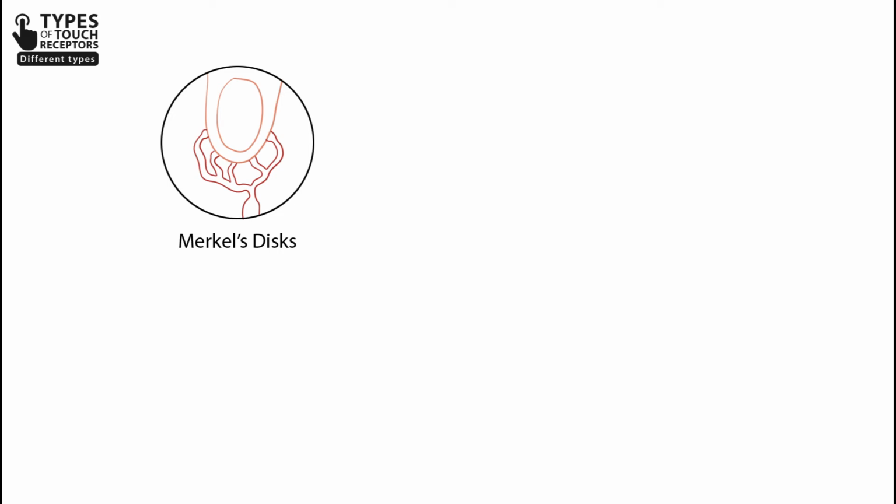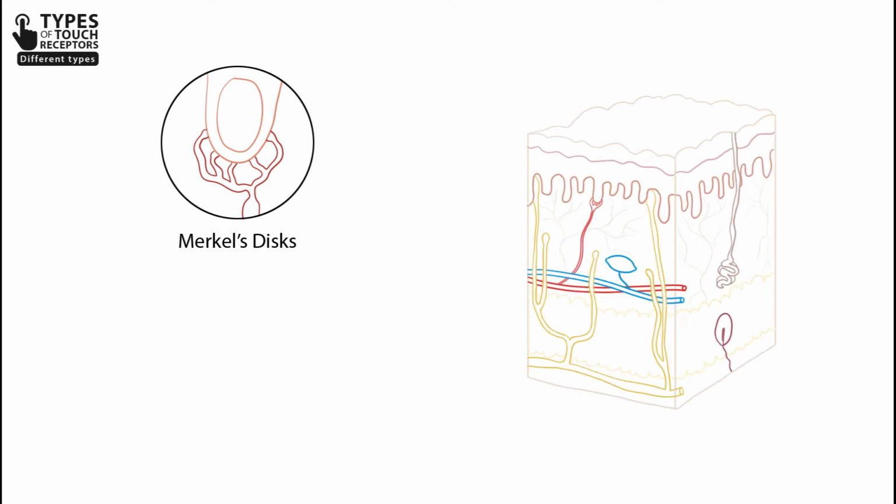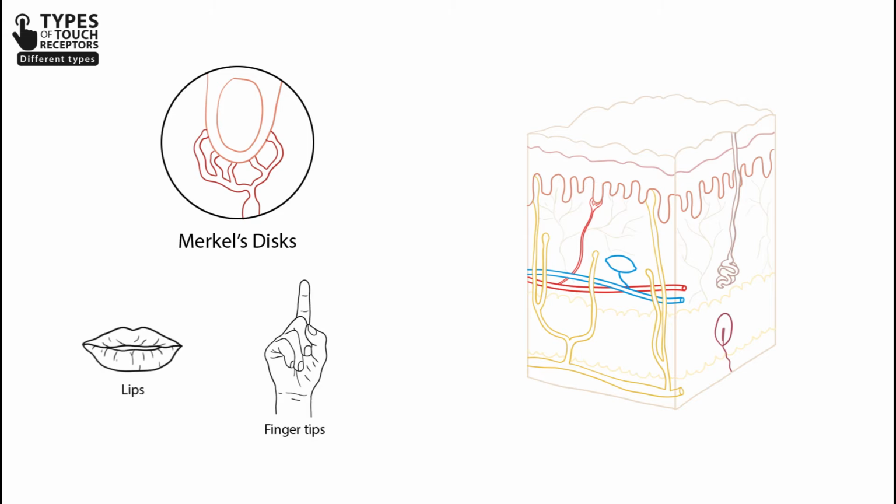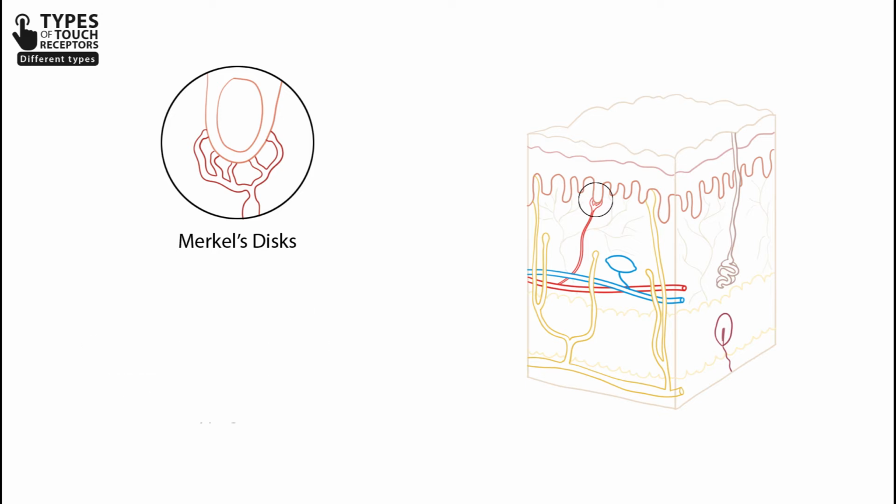Merkel's discs. These receptors are found in both hairy and non-hairy skin. They are found in the upper layers of skin near the base of the dermis. Merkel's discs are most abundant in the lips and fingertips. They have unencapsulated nerve endings that respond to light touch. These receptors are slow adapting receptors and come into use in works such as typing on a keyboard.